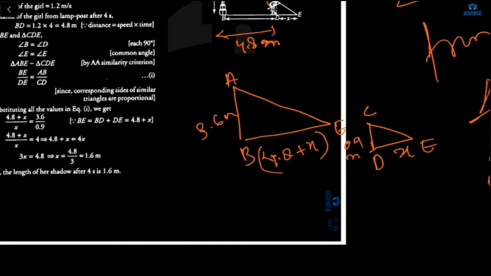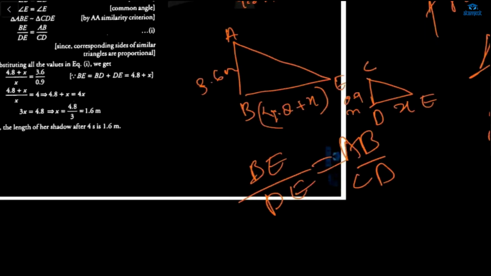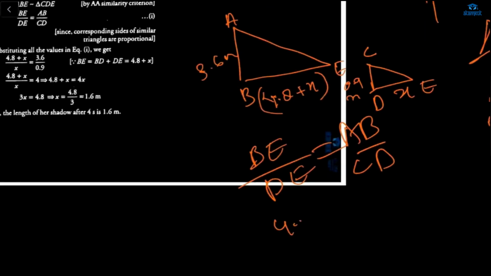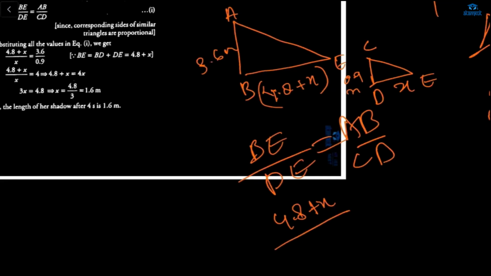Since the triangles are similar, the sides will be in proportion. Now, which sides will you be choosing? The ones where you have to find the value. So it will be BE by DE is equal to AB by CD. Here, the BE value will be 4.8 plus X, and it will also be equal to AE by CE.